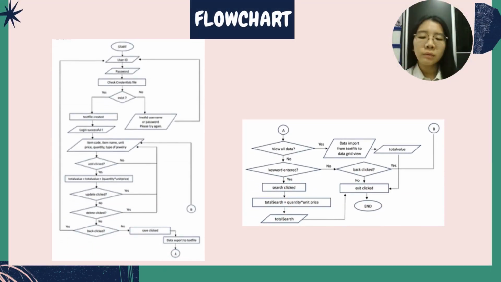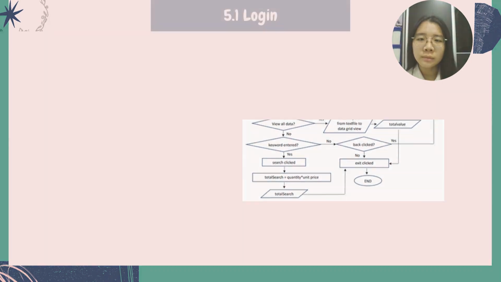Now we are going to the flowchart. The diagram below shows the flowchart for our program. We start with the symbol start, then Form 1, Form 2, after that Form 3, and finally end with the symbol end. The details will be explained in the following presentation.